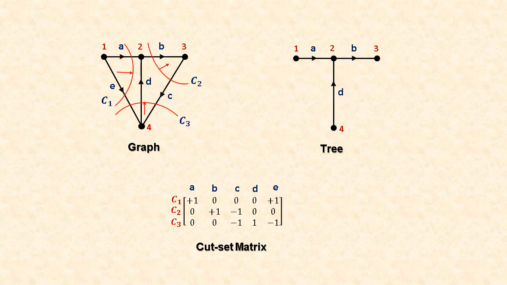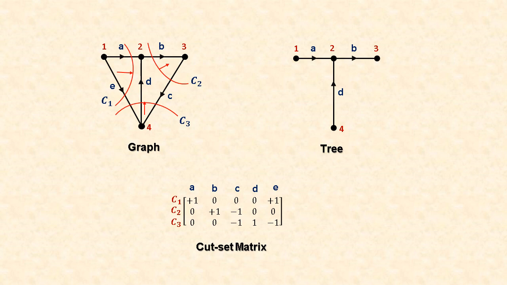If you see cut set C1, it has twig A and other branch E is a chord. Similarly, cut set C2 has twig B and chord C, and cut set C3 has twig D and chords E and C. The direction of cut set C1 is same as twig A. Similarly, the direction of cut set C2 is same as twig B. The direction of cut set C3 is same as twig D.